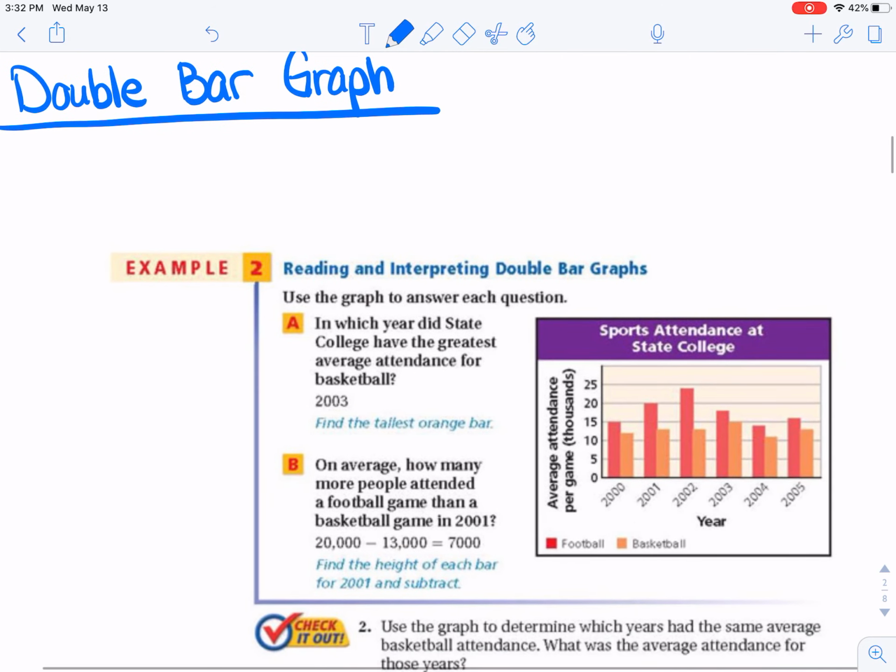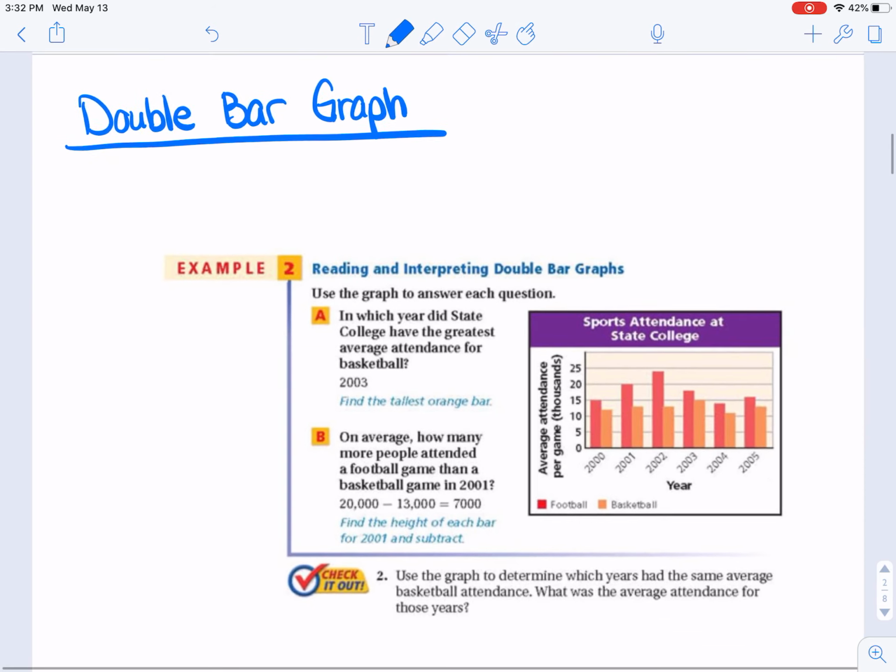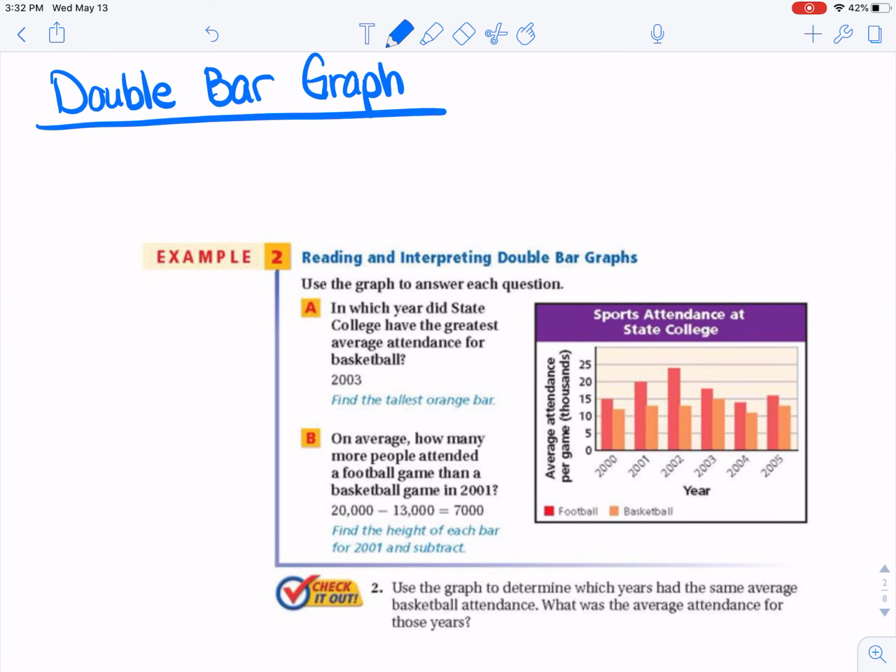Next, we got a double bar graph. Okay, so same concept here. You're just comparing two things at one particular time.